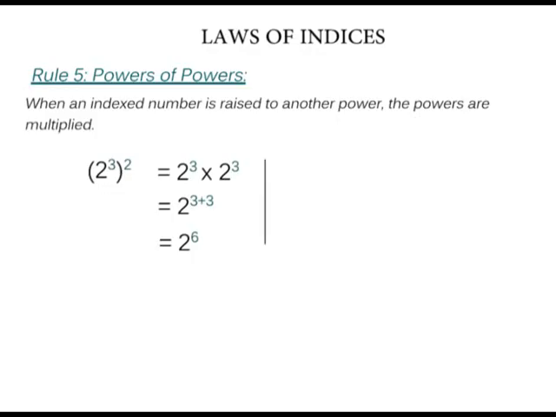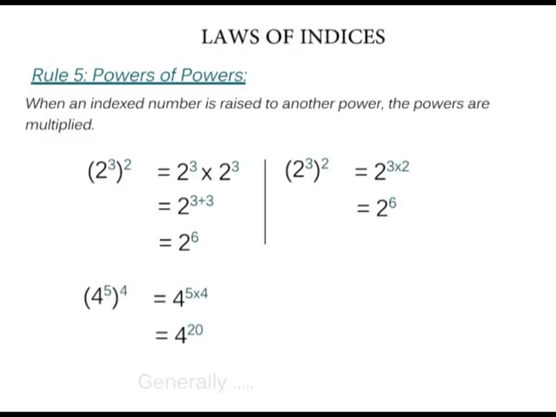We could rather have done it simply as 2 raised to power 3 times 2, giving us straight away 2 raised to power 6. 4 raised to power 5 in bracket raised to power 4 is equal to 4 raised to power 20. Generally, x raised to m in bracket raised to n is equal to x raised to power m times n.